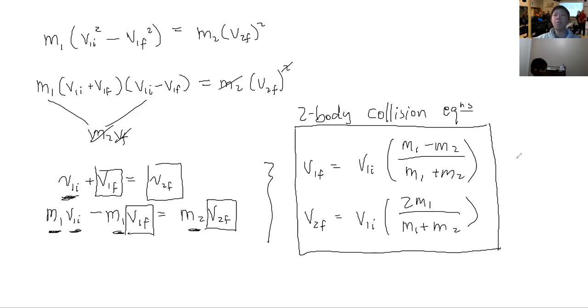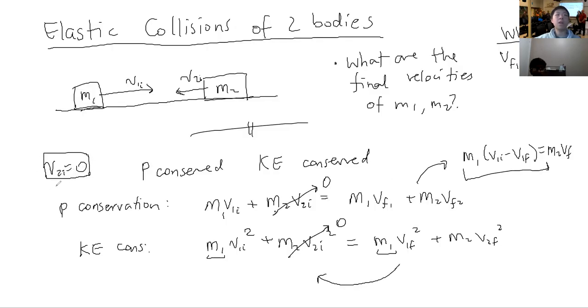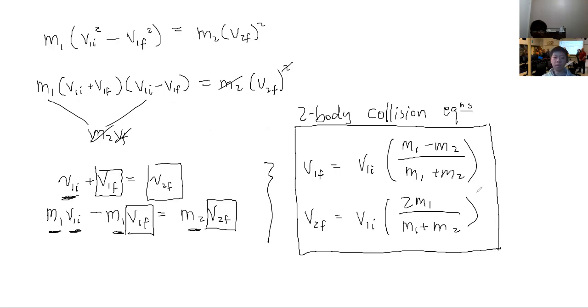Now you might be asking, what happens if V2I is not equal to zero? Because in this case, we assumed that V2I was equal to zero. What we just did is work on the problem in the frame of reference of box two. If box two were a car and you were riding in it, you'd see the car behind you, which is box one, approaching you at a certain velocity. If you were standing on the ground, this is mass two and this is mass one, and this is V2I and this is V1I.